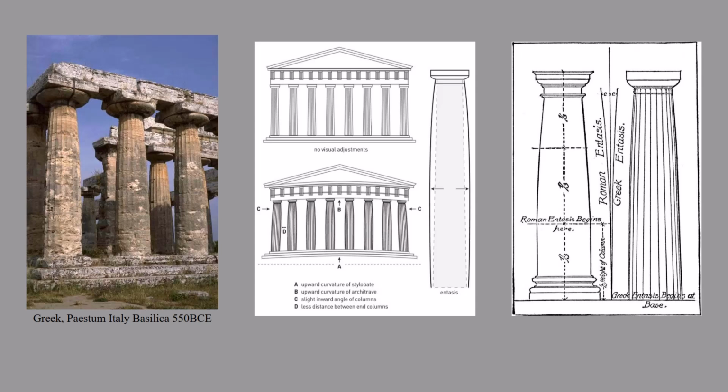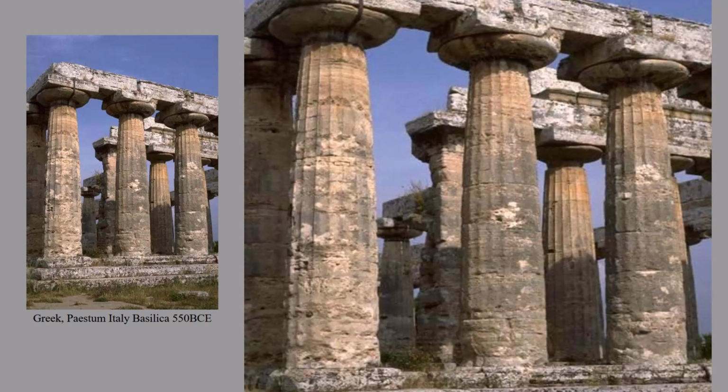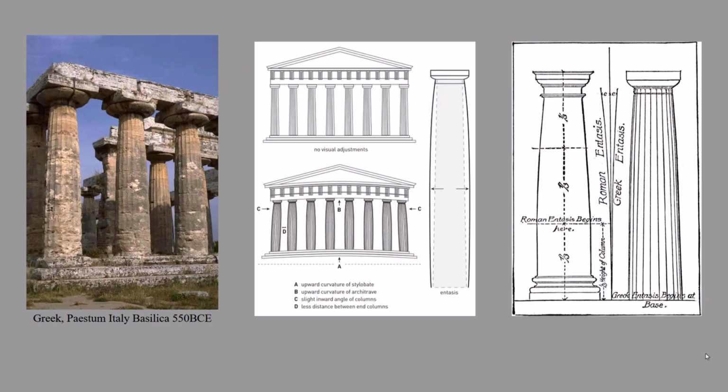So the entasis that we're looking at, this is a temple from Italy, believe it or not. One of the best preserved Greek temples ever is in a place called Paestum in Italy. And you can really see the entasis in this photograph, that the columns are really kind of narrowing about halfway up the column and almost leaning into the center there.